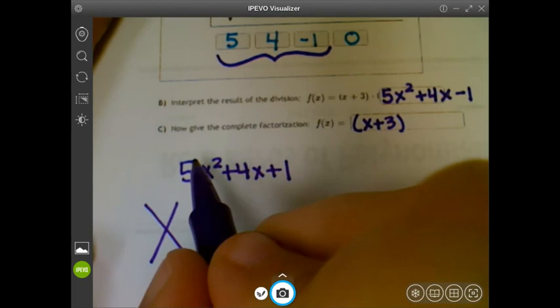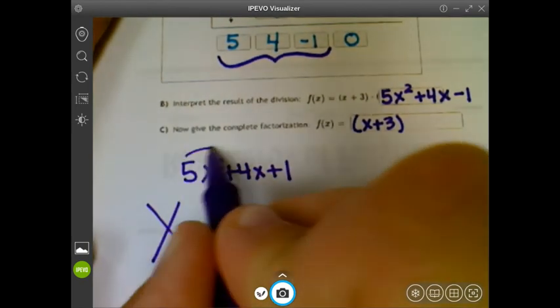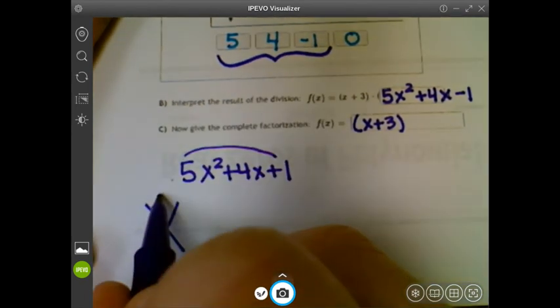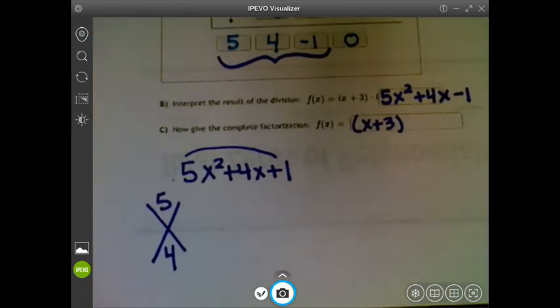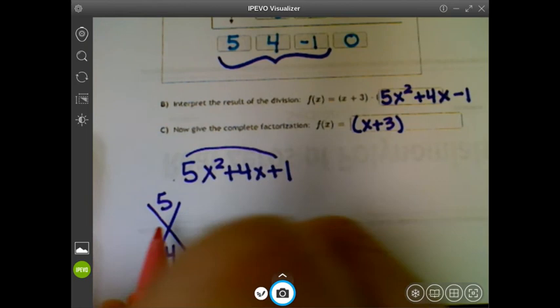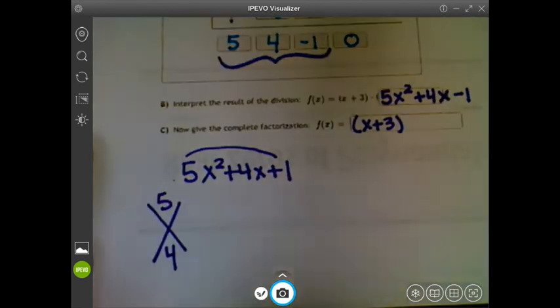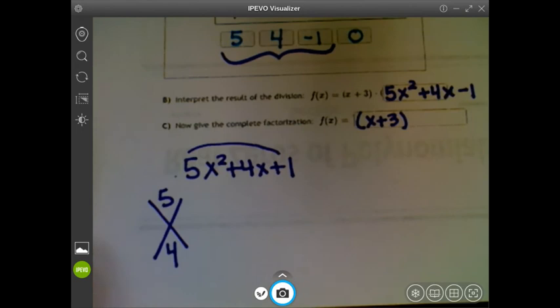And so if you remember, when there's a number in the front, you multiply it in. So 5 times 1 is 5. They add up to be 4. So the two numbers would be multiplied to be 5, add up to be 4. Well, I wrote this wrong. That's why it doesn't work.